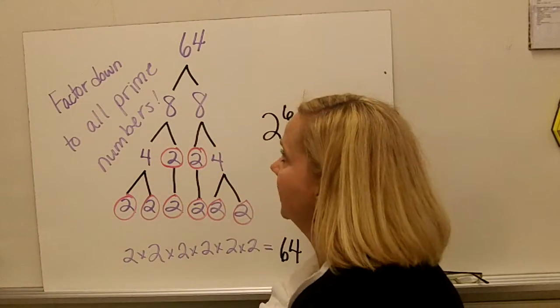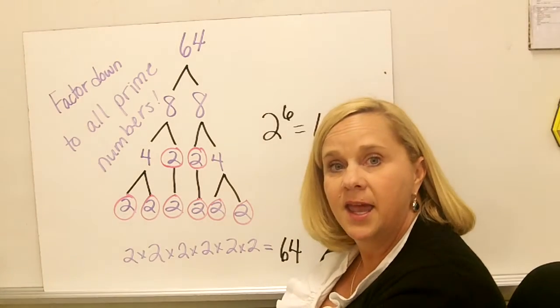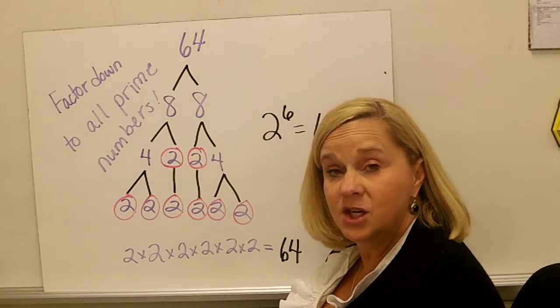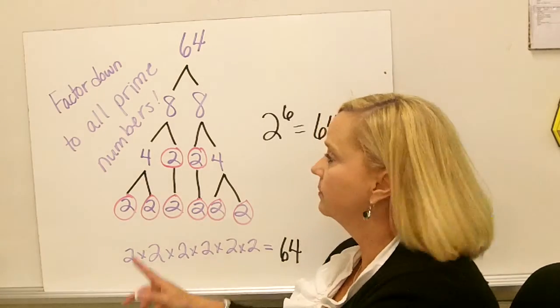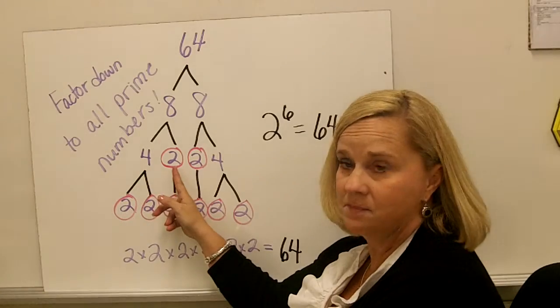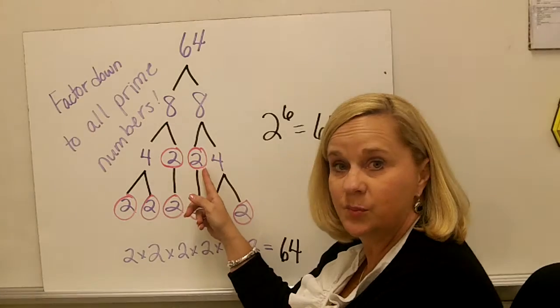All right, one last time. I chose 64 this time to top my factor tree, and I'm breaking it down into 8 times 8. I've got to continue breaking that down until I have all prime numbers. So I broke 8 down into 4 times 2. 2 is prime. And I broke 4 down again, 2 times 2. 2 is prime.